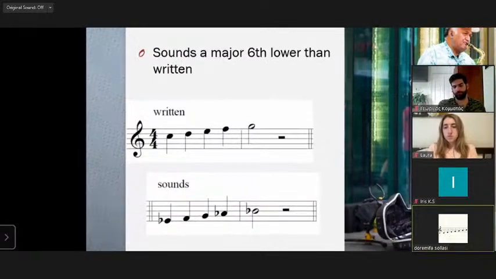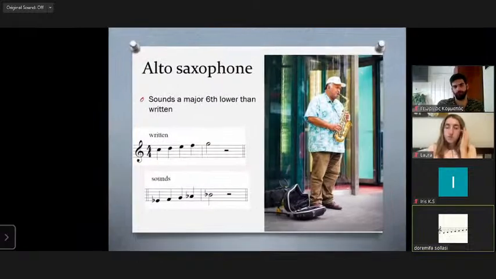That is the reason why we say the alto saxophone is in E flat, because when the player sees a written C, it actually sounds an E flat.